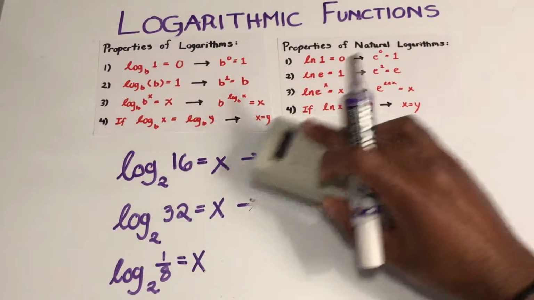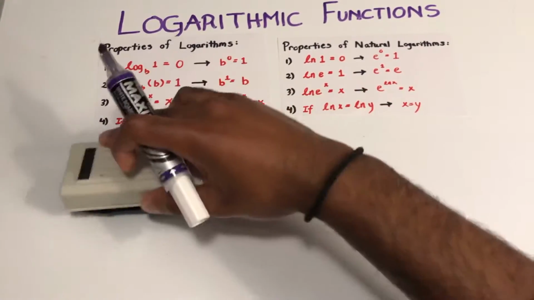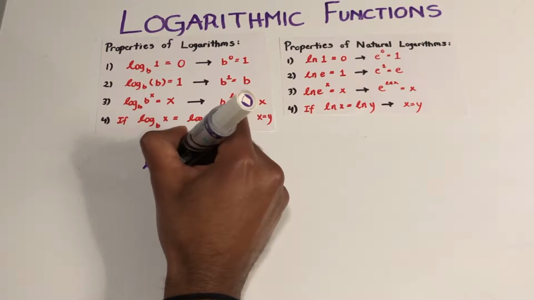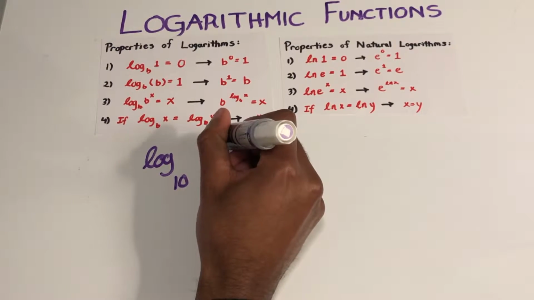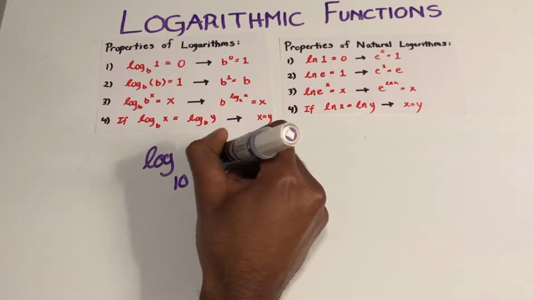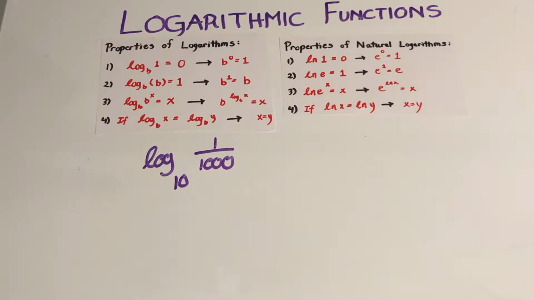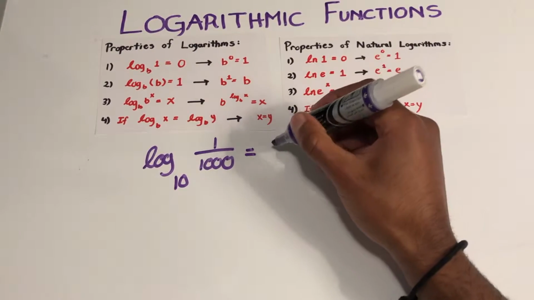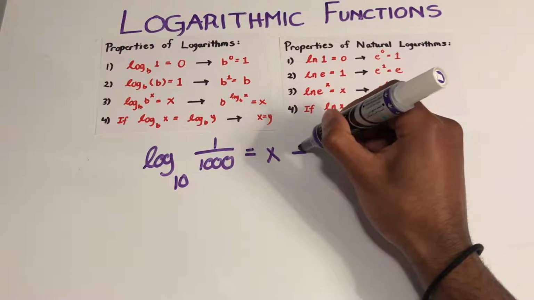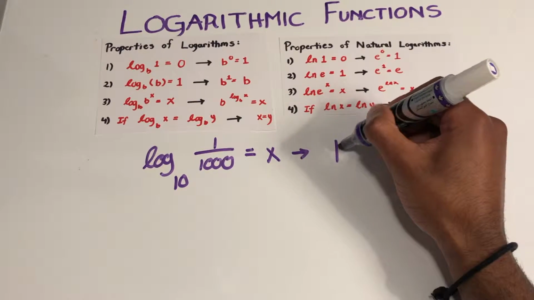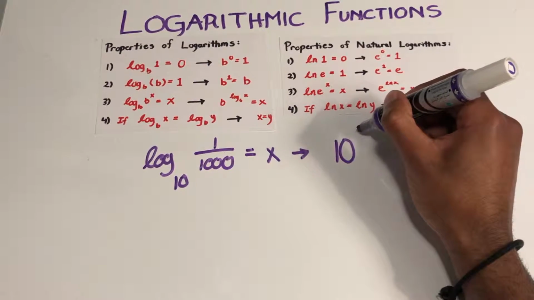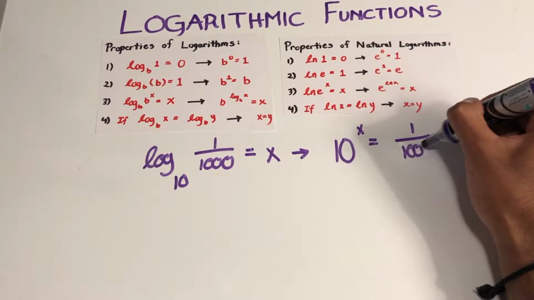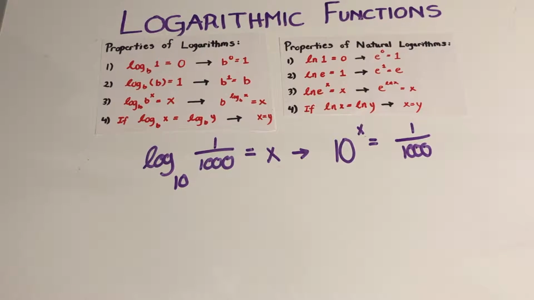Let's do one more problem. Here we have the log base 10 of 1 over 1,000. Now, straight ahead, we're just going to equate this to x. We're going to get 10 to the power of x is equal to 1 over 1,000.